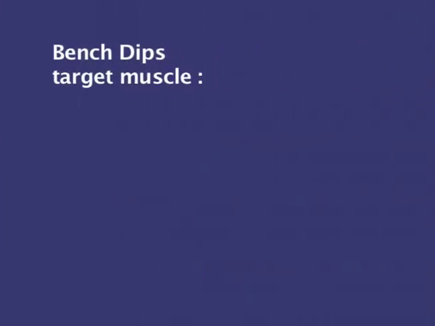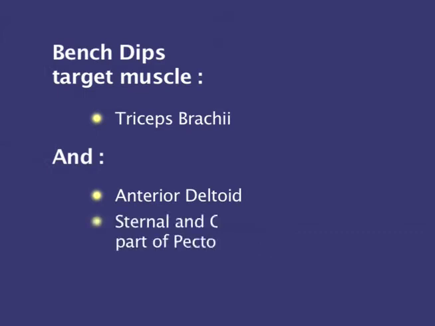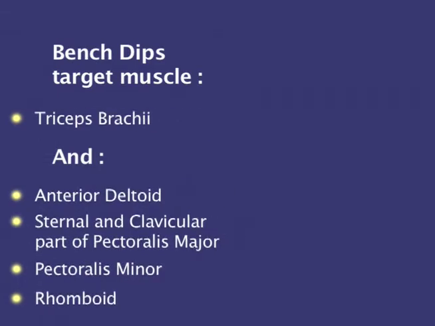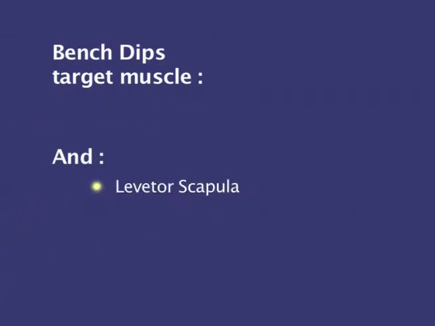The target muscle is the triceps brachii. There are some more muscles which act synergistically: the anterior deltoid, the sternal and clavicular part of the pectoralis major, pectoralis minor, rhomboids, levator scapula and latissimus dorsi. These muscles also work synergistically along with the triceps brachii.